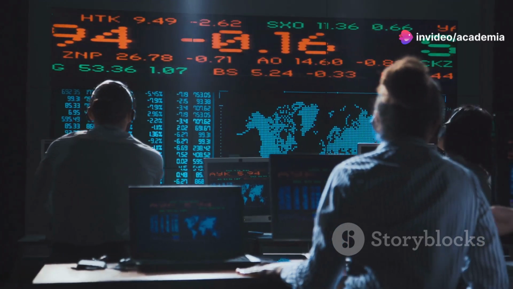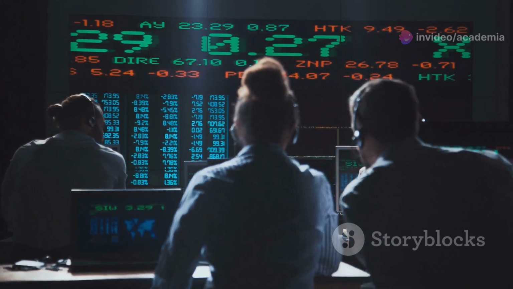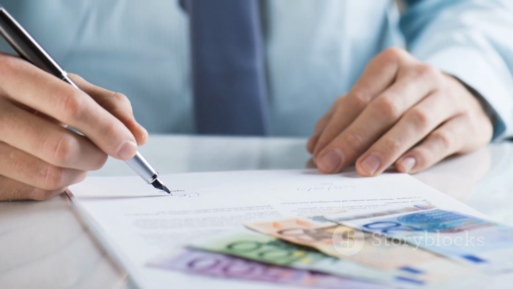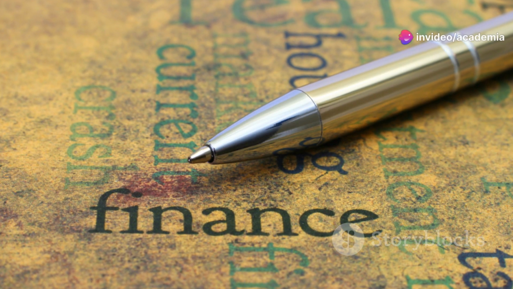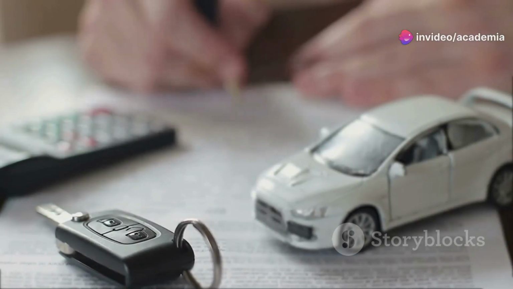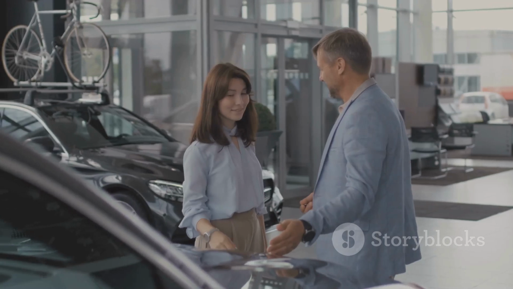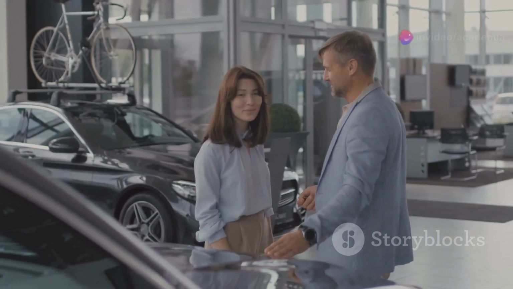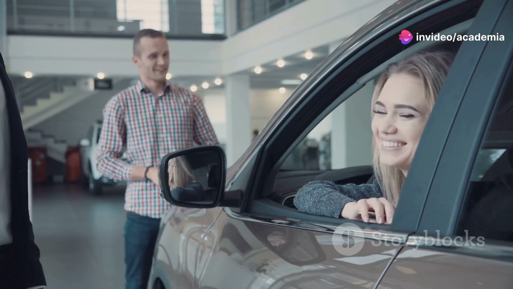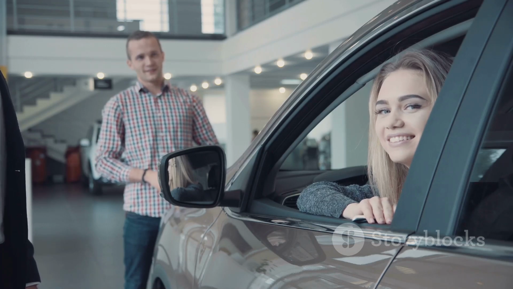Options are versatile financial instruments that can be used in various strategies to achieve different investment goals. An option gives the buyer the right but not the obligation to buy or sell an asset at a specific price on or before a certain date. This flexibility makes options a powerful tool for both hedging and speculation. Think of it like putting a down payment on a car. You secure the right to purchase the car at a later date, but you are not obligated to follow through if you change your mind or if circumstances change. You have the option to buy it later, but you don't have to. This optionality provides a level of flexibility that can be very valuable in uncertain market conditions.